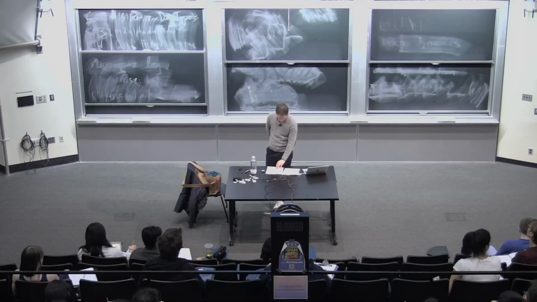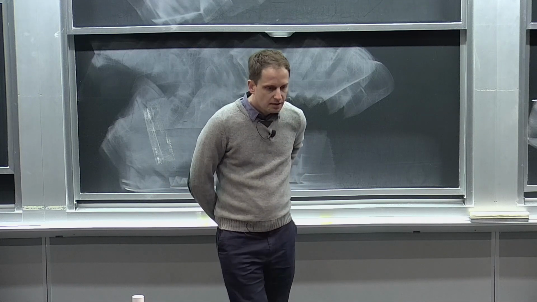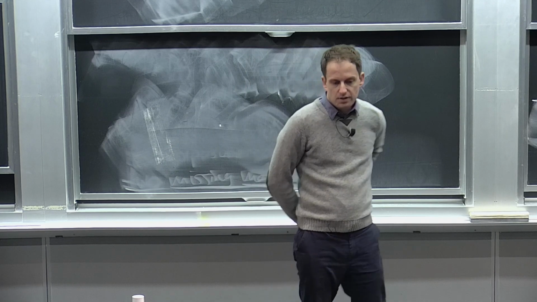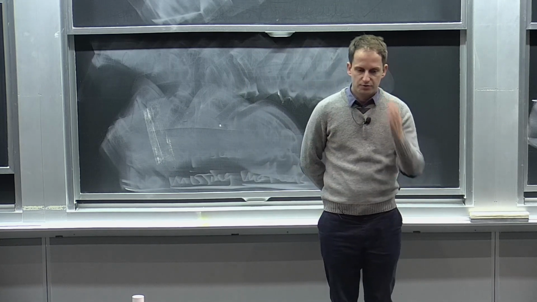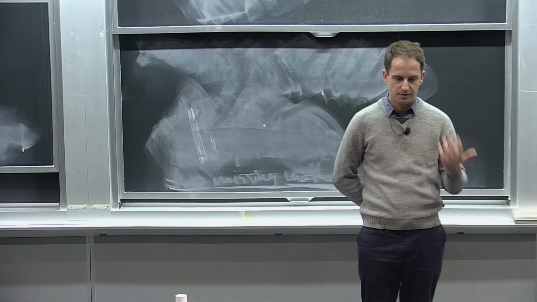Okay, so what we're going to do in talking about social preferences is the following. We're going to start by discussing what social preferences are. We're going to talk about what we think social preferences are, how we think about them, and how we measure them. This is partially what we did already in class last week, which gives you some sense of some ways of measuring them. There are also other ways of doing that, and we're going to discuss that.